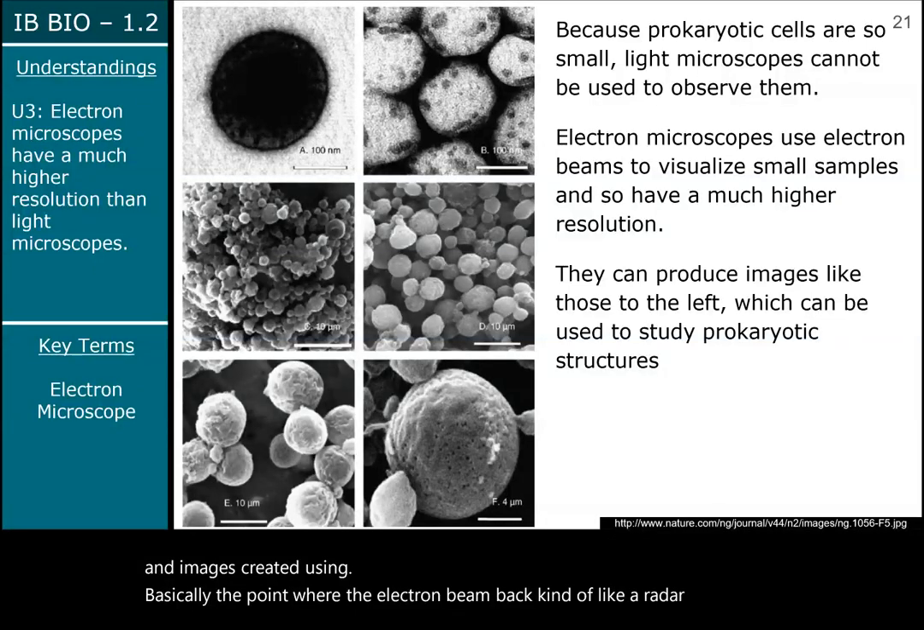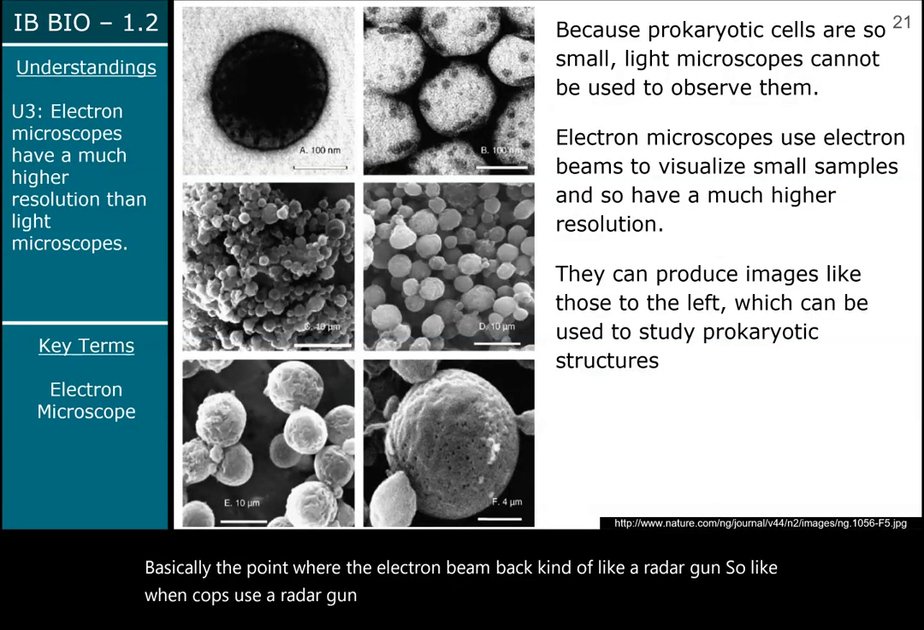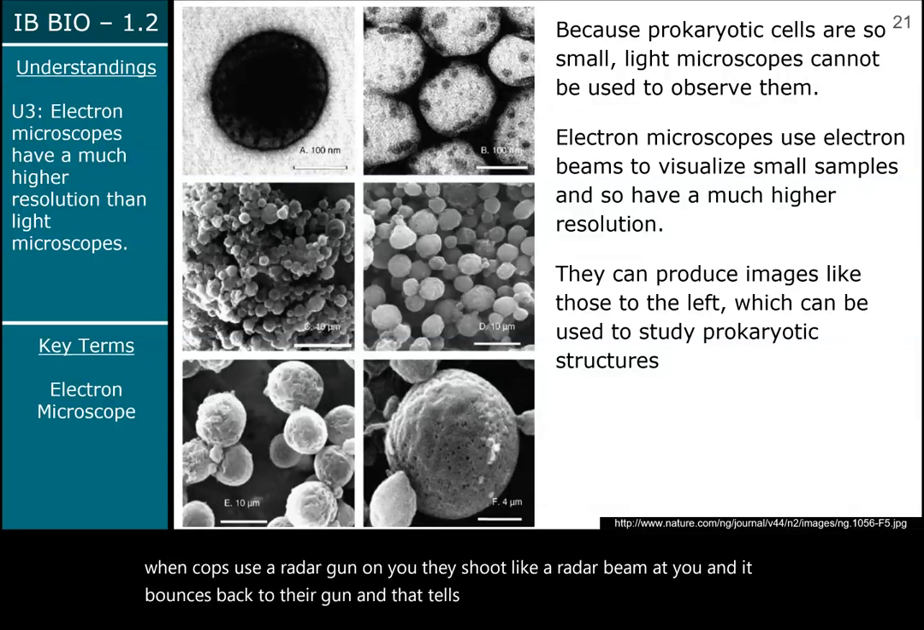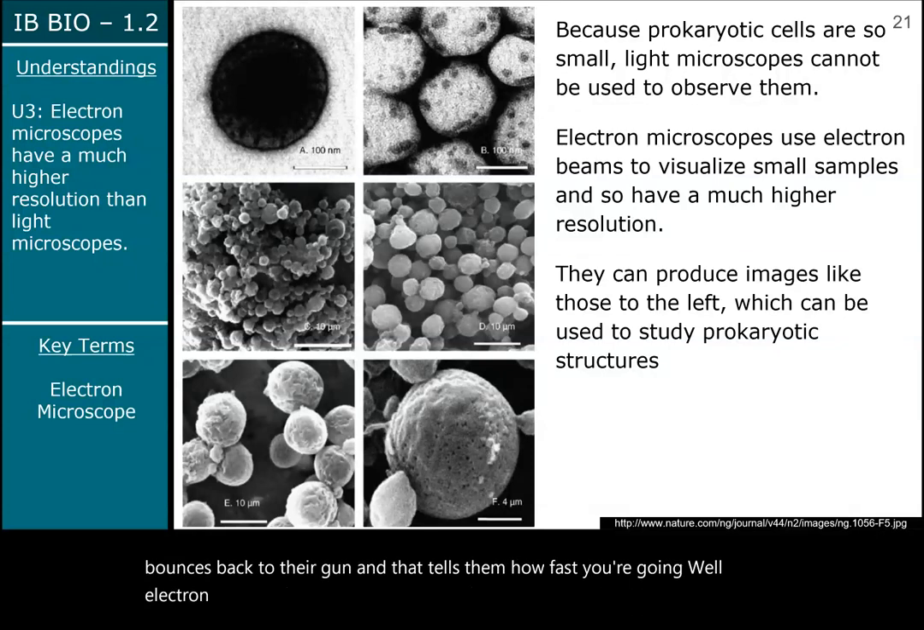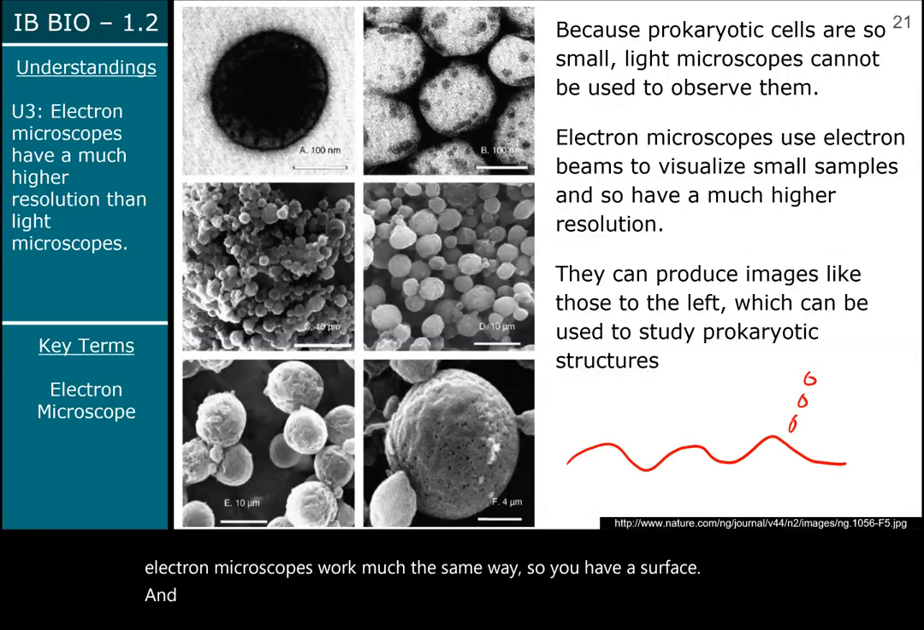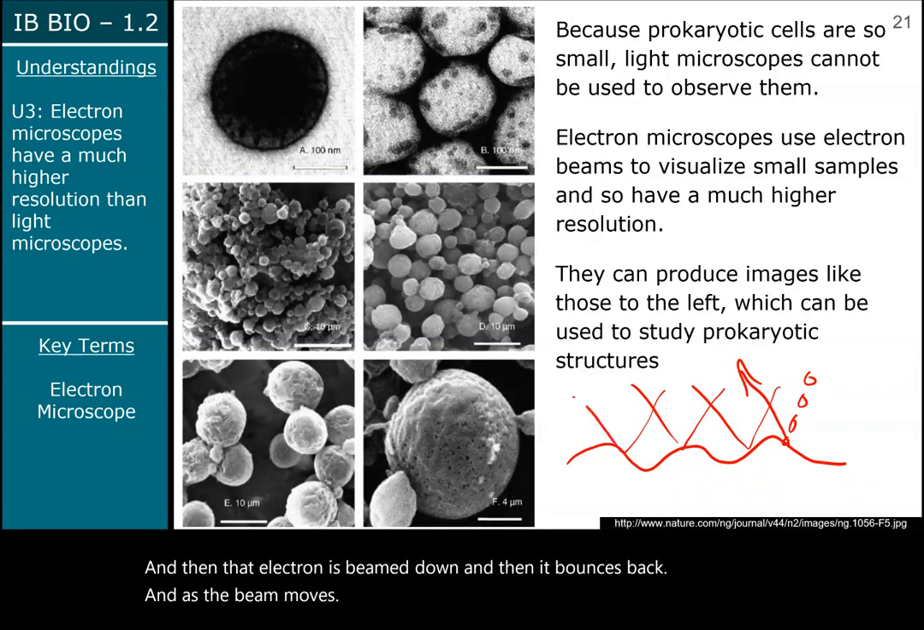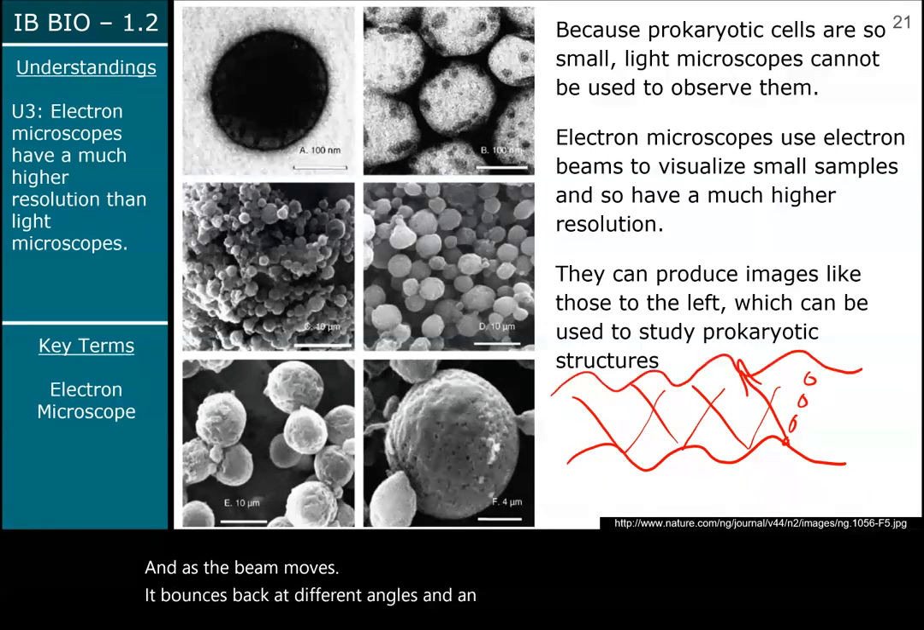So when cops use a radar gun on you, they shoot a radar beam at you and it bounces back to their gun and that tells them how fast you're going. Well, electron microscopes work much the same way. So you have a surface and then that electron is beamed down and then it bounces back. And as the beam moves, it bounces back at different angles and an image is created in response.